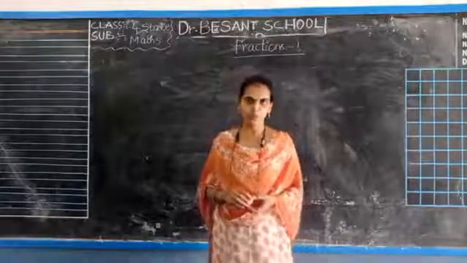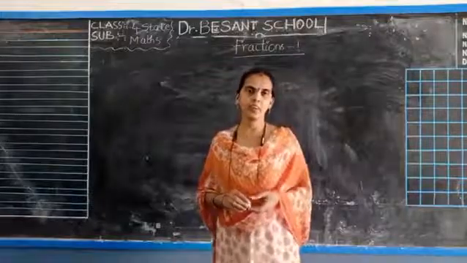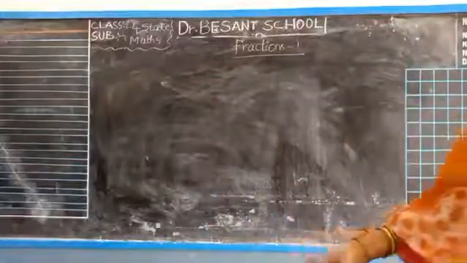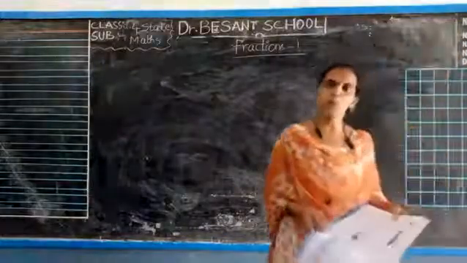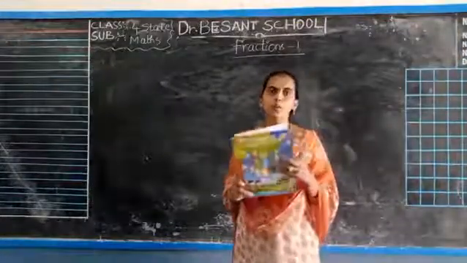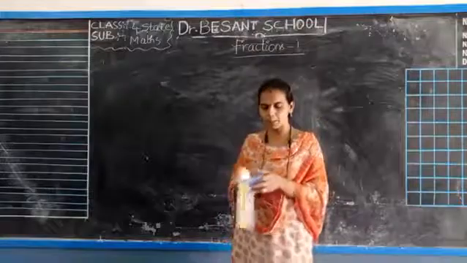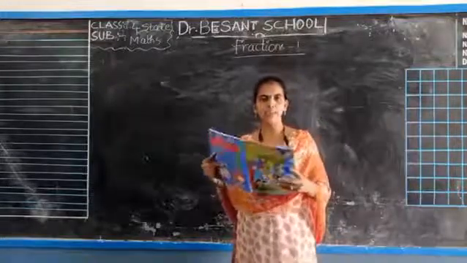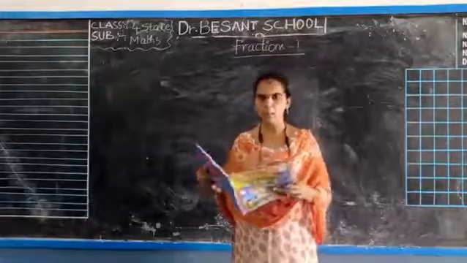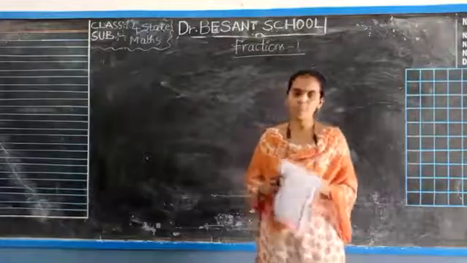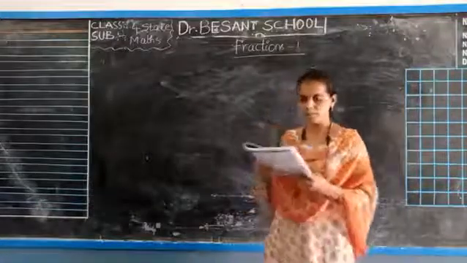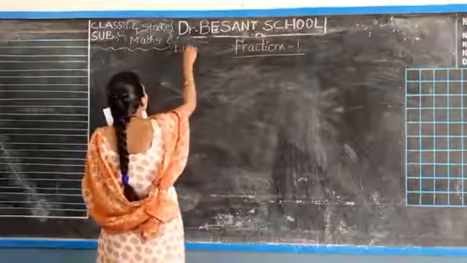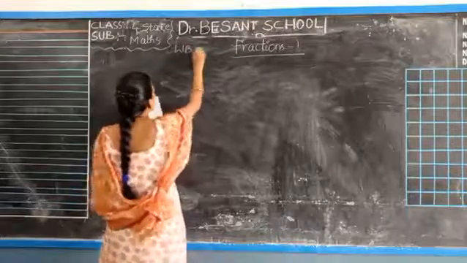Get ready with your workbooks part 2. Yesterday we stopped at which problem? Problem number 19 on page number 12 of the part 2 workbook. So all of you bring this book and open page 12. Yesterday we stopped up to 19, no? Today we will continue with the further problems. A bit faster, please, children, because we need to finish the work in time.